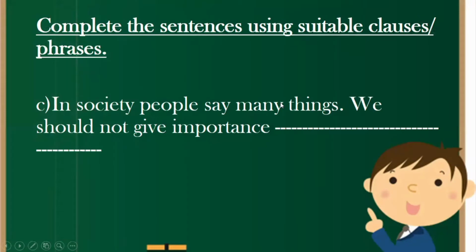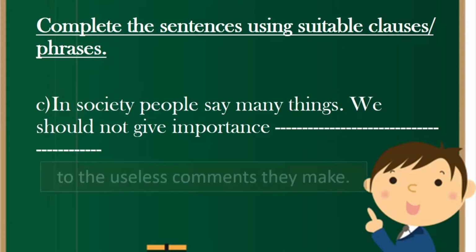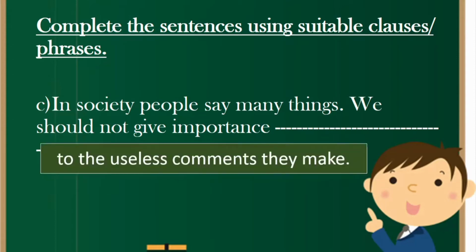Okay, so what the people of the society say, they are not always true or correct or important to us, because we have to do what we need to do or what is important in our life. So what should we do? Should we give importance to all the things that the people of the society say? No. So we have to use some related words here to complete it. So we can complete it in this way.